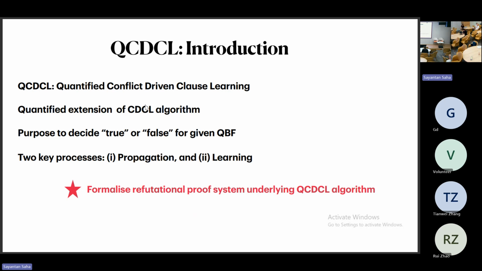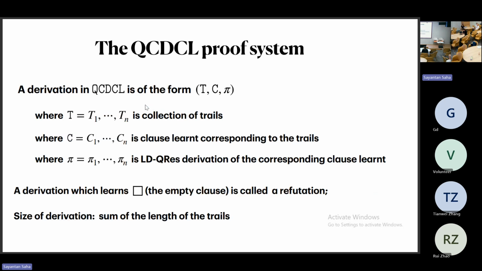The algorithm basically works on two important principles, which are propagation and then learning something from the propagation, and going on till we either find truth or falsity. I'll be looking at it mostly from the perspective of false QBFs. And we formalize the refutational proof system for this QCDCL algorithm. This system was first formalized by Best, Olaf, and Benjamin in their paper.